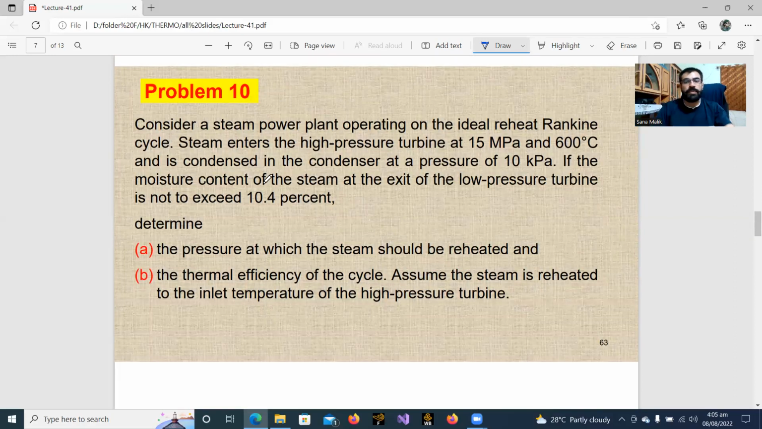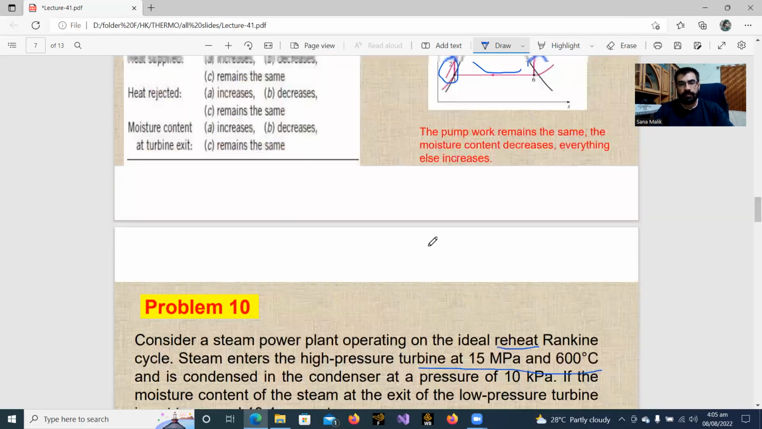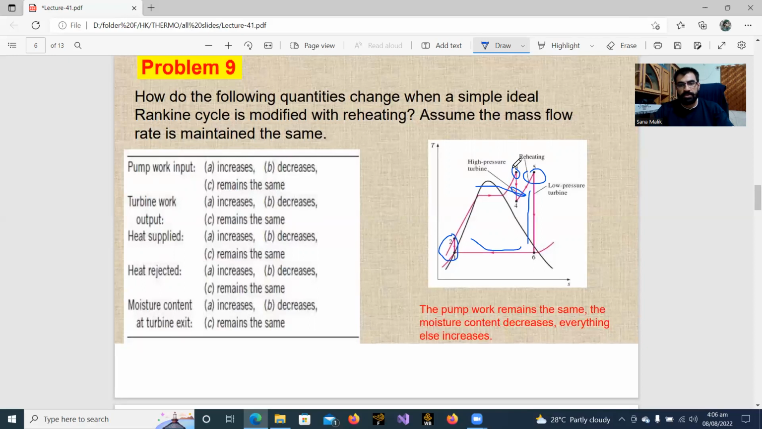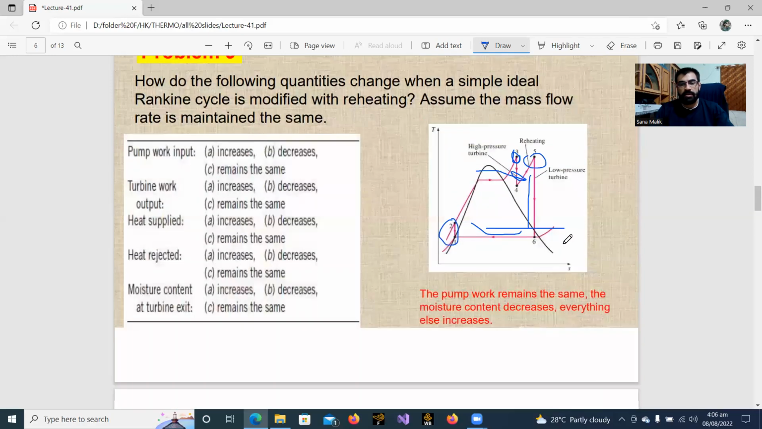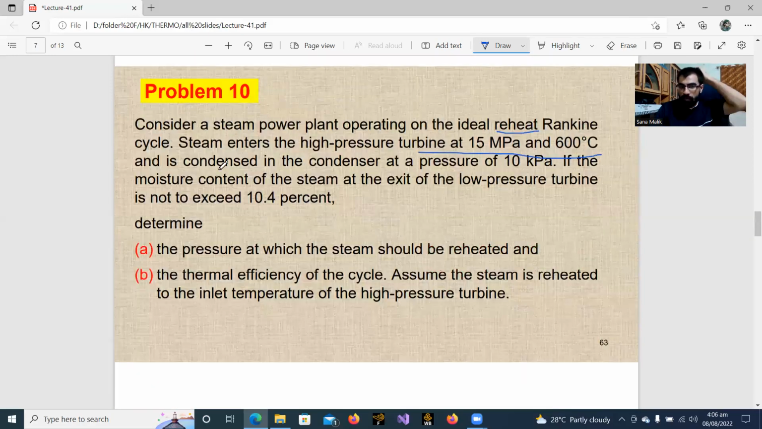So that's why. Now we'll try to solve a problem. Consider a steam power plant operating on the ideal reheat cycle. So it says reheat cycle. Steam enters a high pressure turbine at 15 megapascals, 600 degrees centigrade. So high pressure steam at state 3 and condenses at the condenser pressure. Condenser pressure is given as 10 kilopascal.